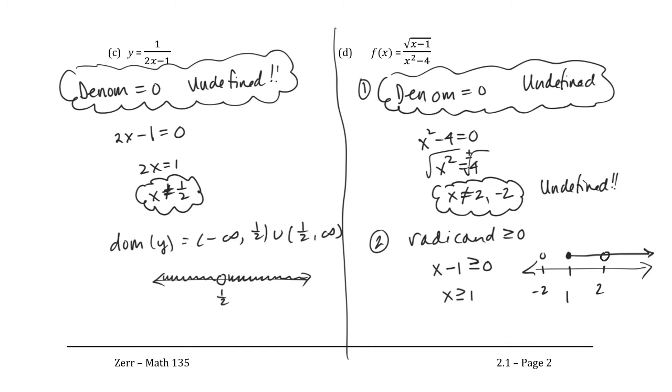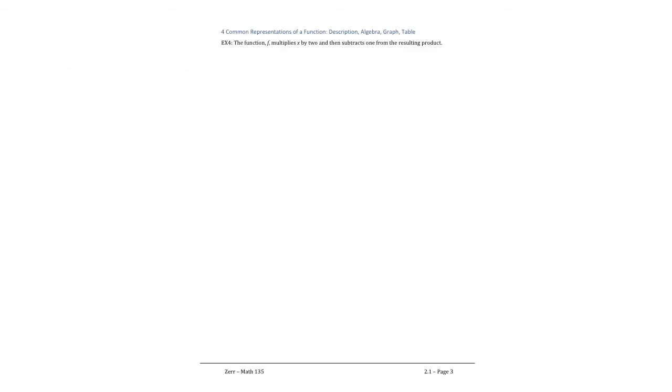Okay, so what we need to do is go from 1 to 2, but don't include it, and then jump over, get really close to 2, and head off towards infinity. Okay, so the domain of f would be given by going from 1 to 2, including the 1 but not including the 2, and then jumping over to 2 but not including it, up to infinity.